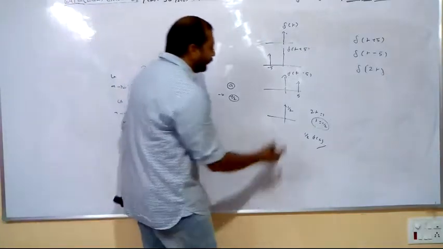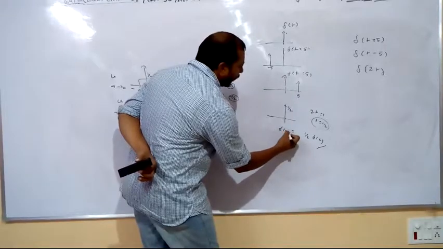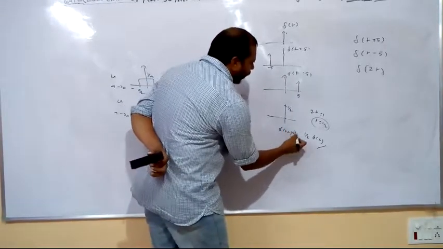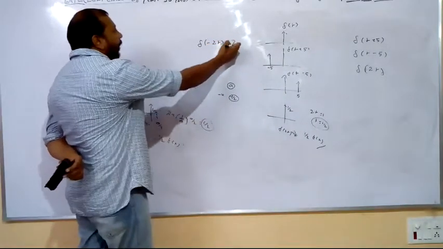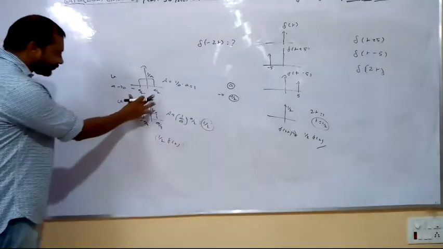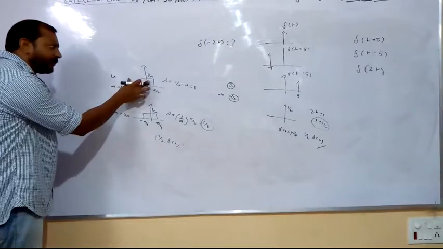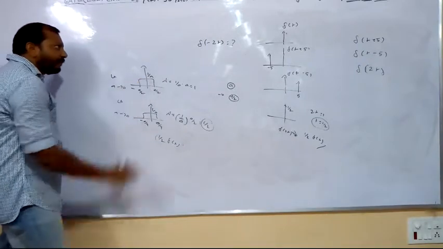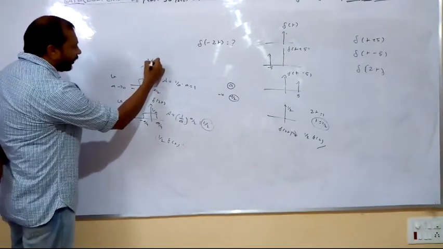If I am considering del of minus 2t, this signal del of 2t is equal to 1 by 2 into del of t. Now write the del of minus 2t. Del of minus 2t also will become the same. This is the original impulse signal, like A tending to 0. For this, if you write minus 2t, this is your del of 2t signal.